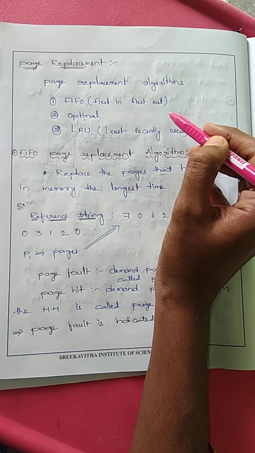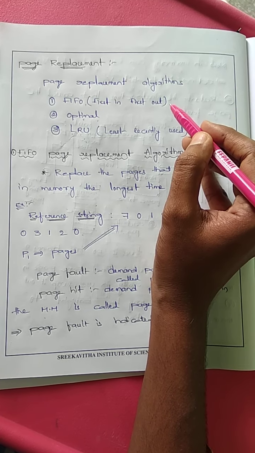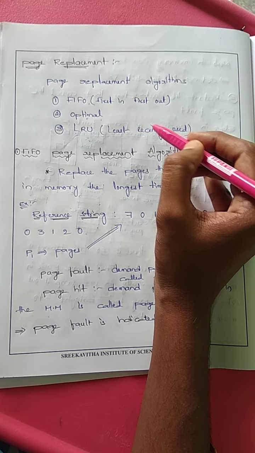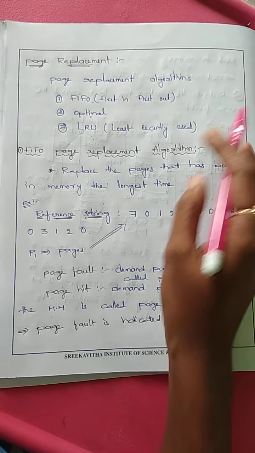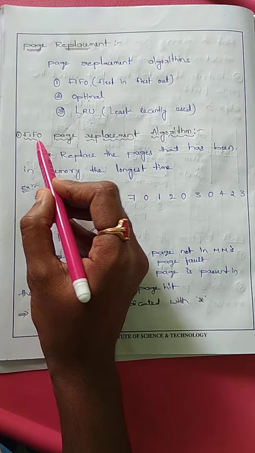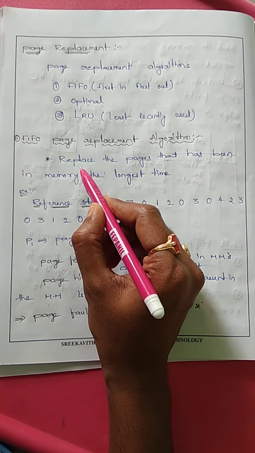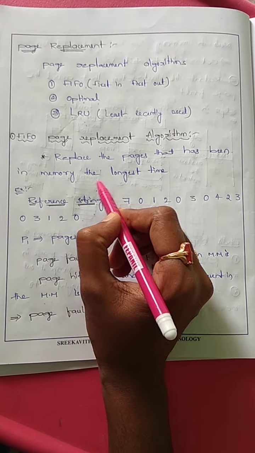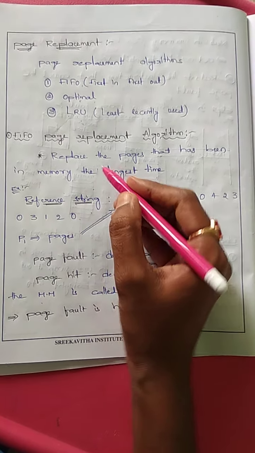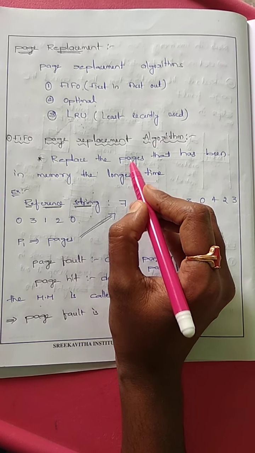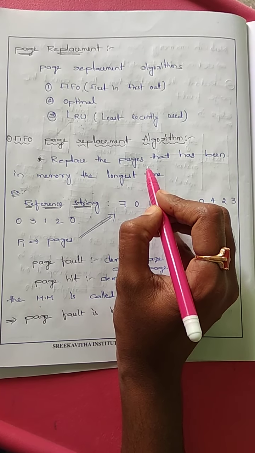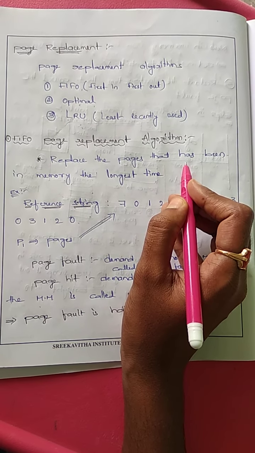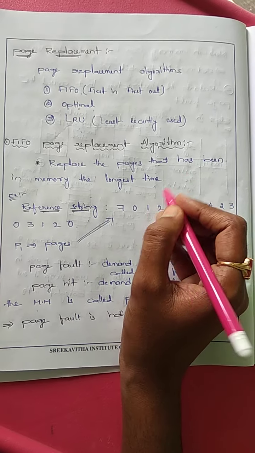By using these 3 page replacement algorithms, the occurrence of page faults will differ from one algorithm to another algorithm. Now we will see what is meant by the FIFO algorithm. It replaces the pages that have been in memory the longest time. Which pages were placed longest ago, those pages will be replaced. Let me show one example.